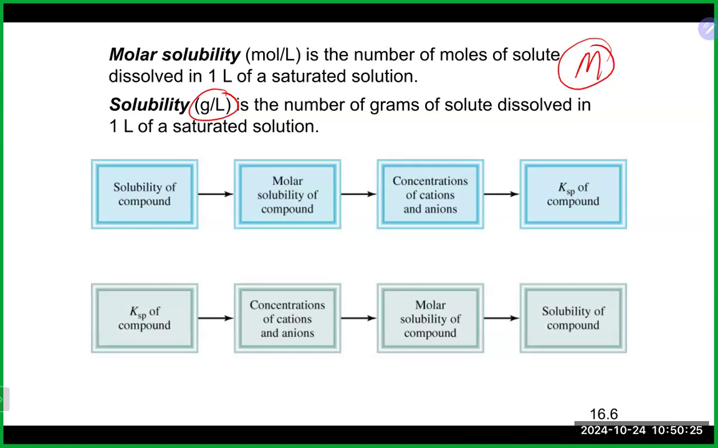But it really depends on what was given to you in the problem and what you're trying to find. So for example, if you're given the solubility of your compound in whatever units it is, and you're trying to find the Ksp, you don't necessarily have to do an ICE table, but you can. What you would want to do is take the solubility, in whatever units they give it to you, and get it into the molarity of the compound.